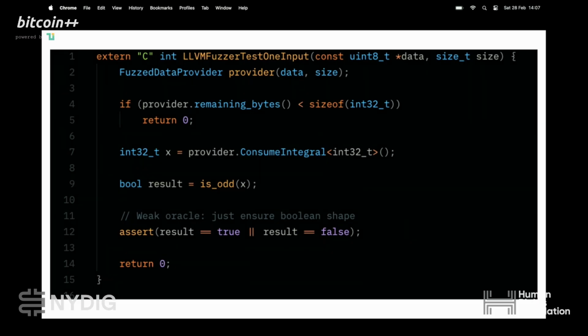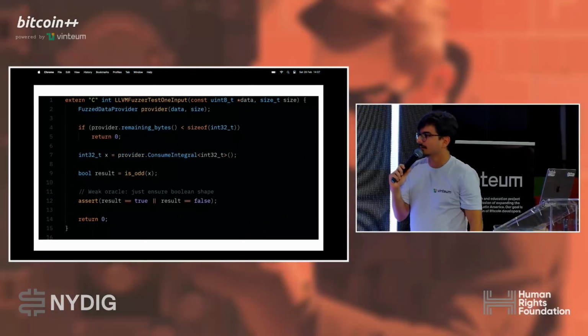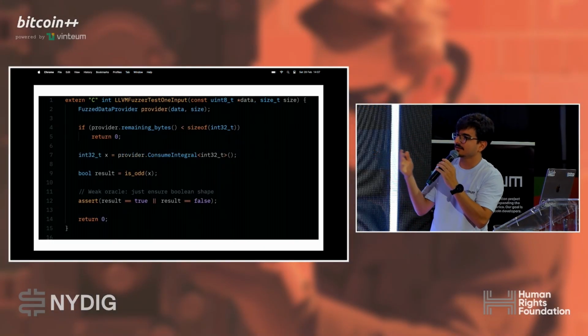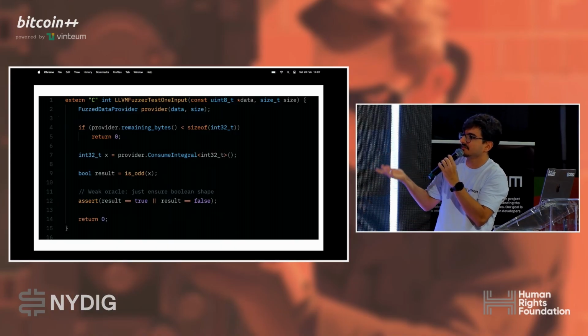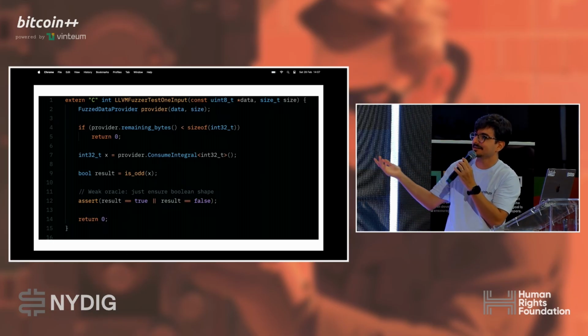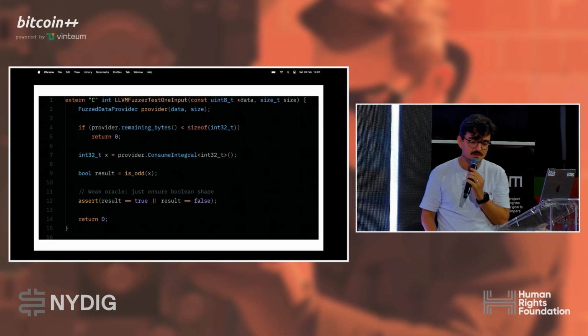Because if I introduce a bug in this function, isOdd, if I create a mutant or introduce a mutation in this function, I don't think this target will catch anything, because it's just a simple target. And I know that most of the targets are basically this way.